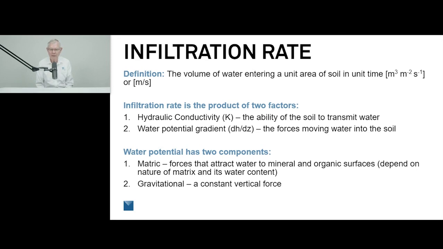We call one matrix. It arises due to the adhesive forces of the soil matrix for the water and the cohesive forces within the water. And its magnitude depends on the amount of water in the matrix and on the pore sizes and numbers of pores in the matrix. The other is the gravitational potential. It arises because of the constant acceleration of gravity in the vertical direction.